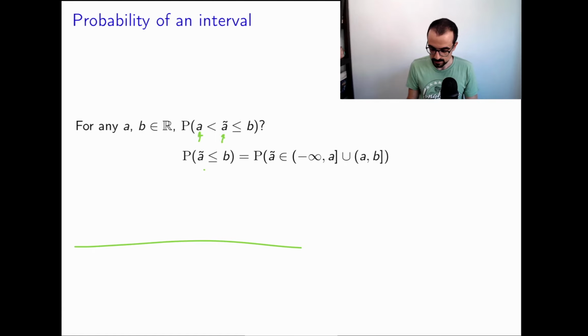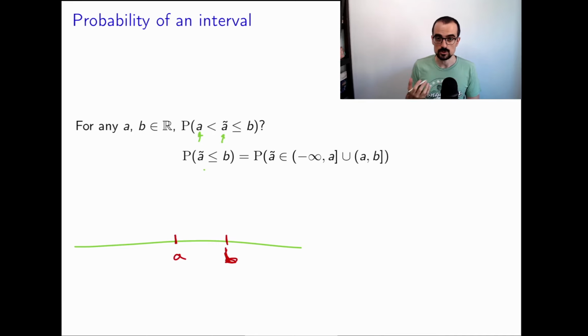Because everything with a squiggly line on top is a random variable, and everything that does not have a squiggly line on top is not a random variable. But I realize that when I talk, it becomes a little bit confusing. So sorry about that. But anyway, here I'm interested in the probability that A, the random variable A, is between a and b.